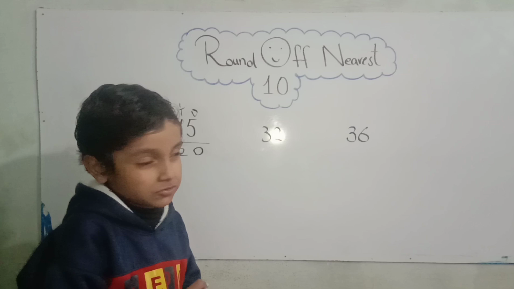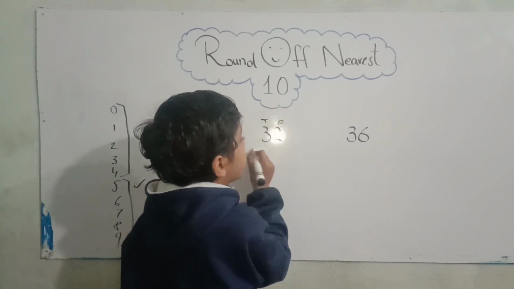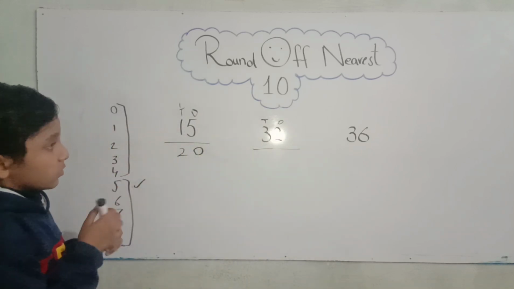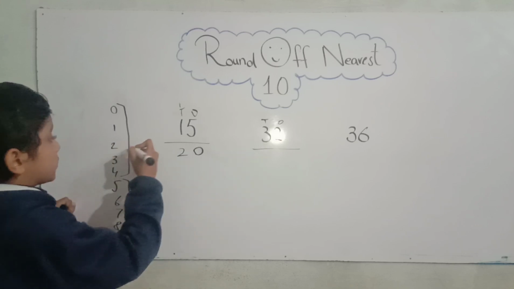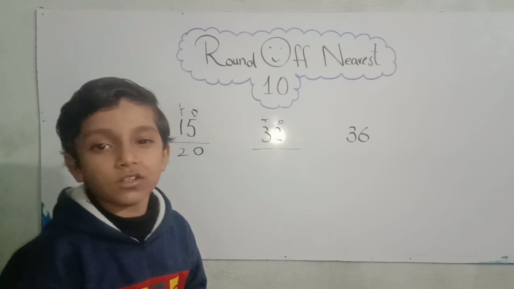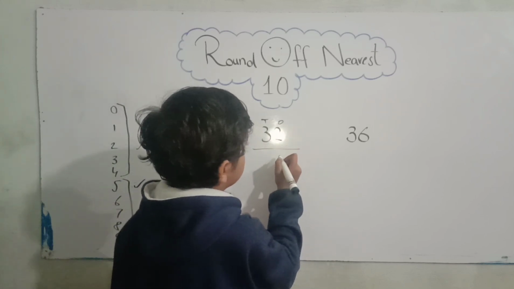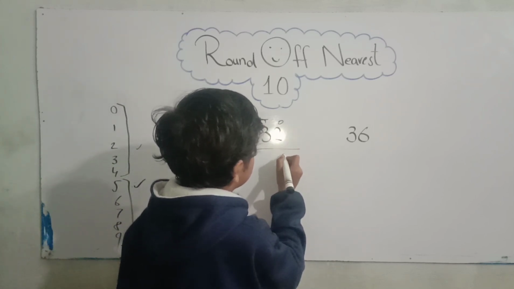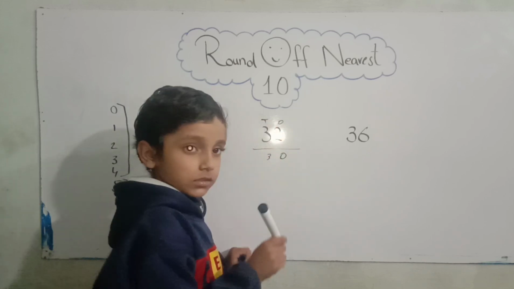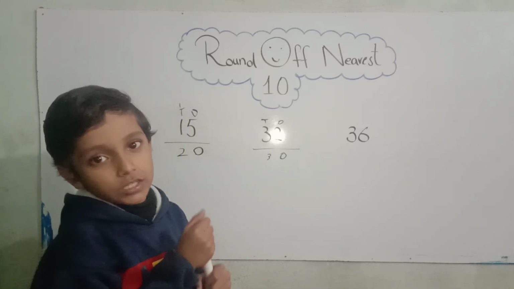So let's go to the next question. First we have to write the ones and tens. Then a line. Now we have to find 2. Where is 2 coming? It's coming here. So if the number is less than 4, then it has to give nothing. Then it will be 0 and this will remain 3. The answer is 30.